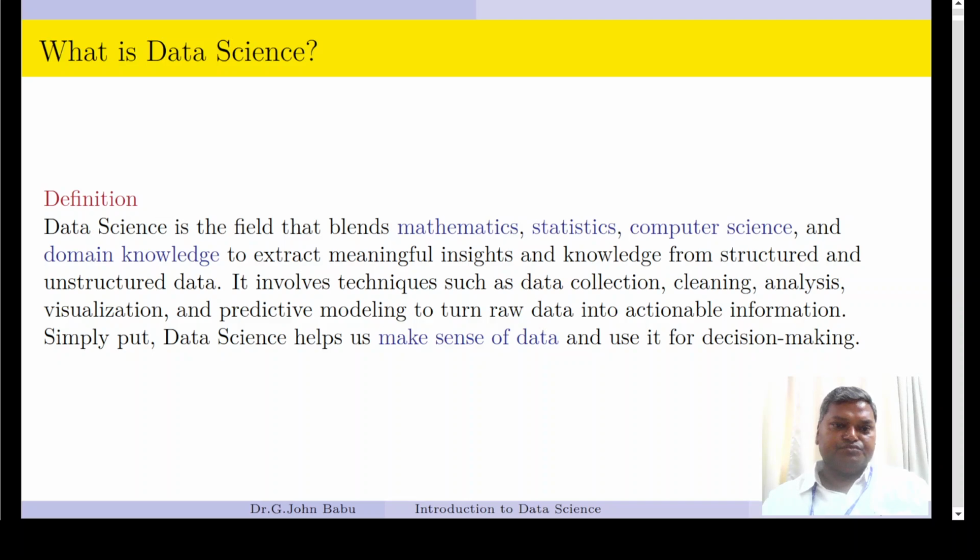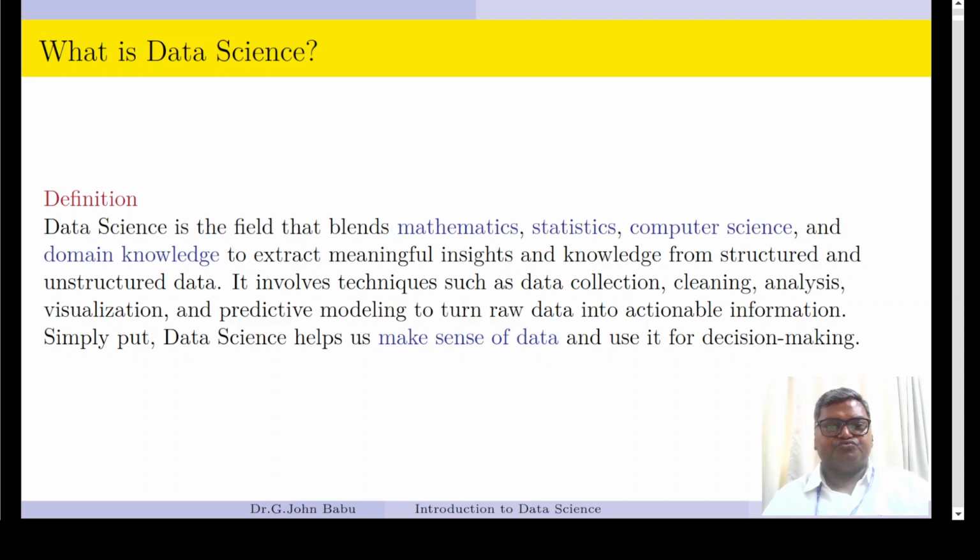So let us start with the definition of data science. Though there are many definitions available, no one is particularly accurate or apt, but we'll see one definition: data science is the field that blends mathematics, statistics, and computer science, and of course the domain expert. For example, if you're dealing with medical data, then you need a medical domain expert. You are dealing with automobile data, you need an automobile expert. You are dealing with agriculture data, then you need an agriculture expert. That is domain knowledge.